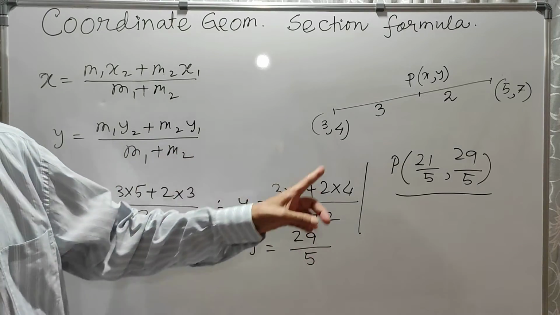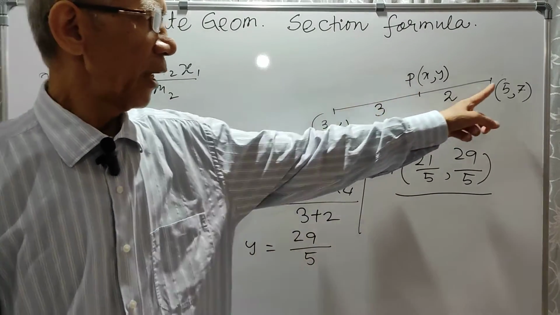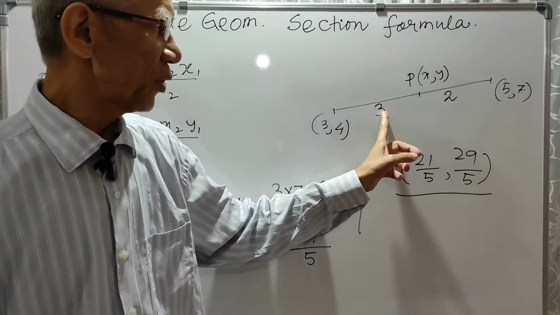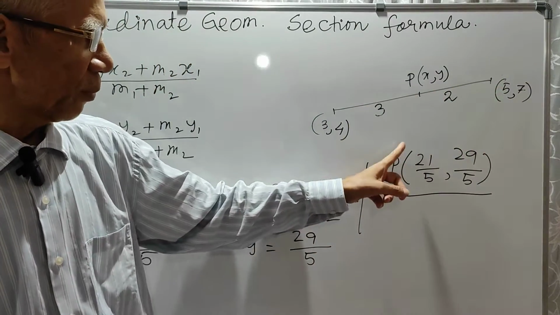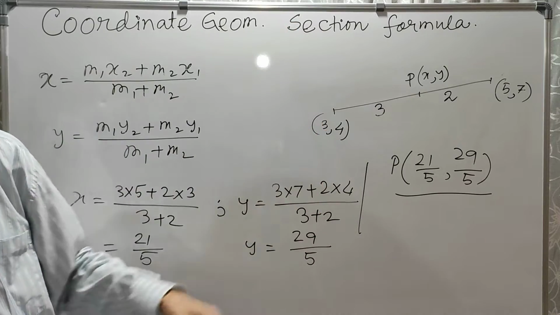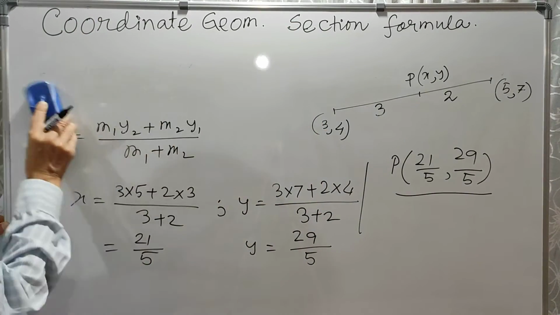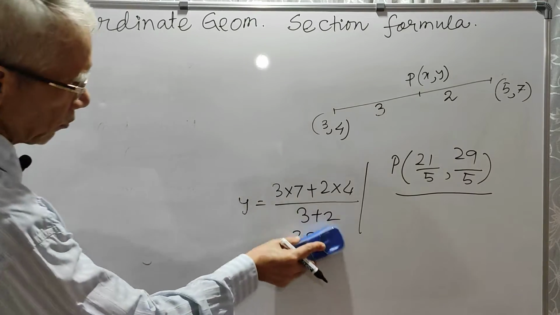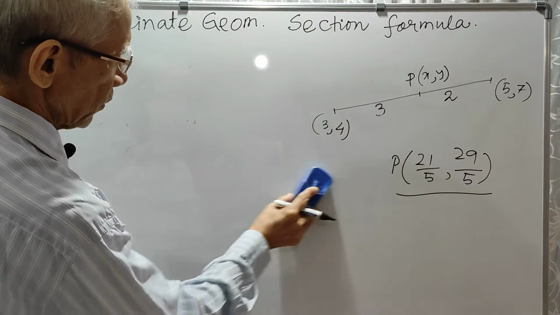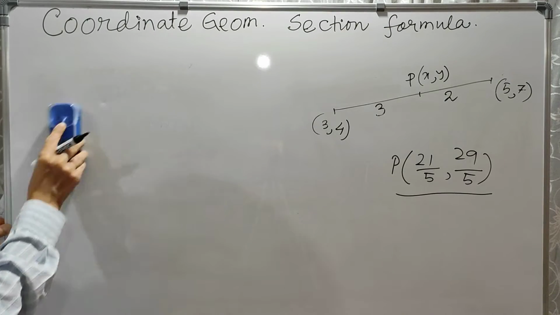So the question was what? To find the coordinates of P which divides the line joining these 2 points in the ratio 3:2. So the coordinates of P are this: 21 by 5, comma 29 by 5. So we have used the section formula. Okay. All right. Let us see another involving minus sign. So here there is no minus sign.